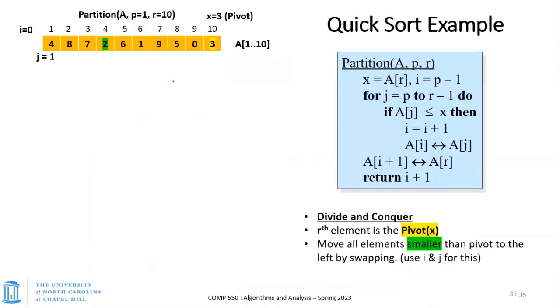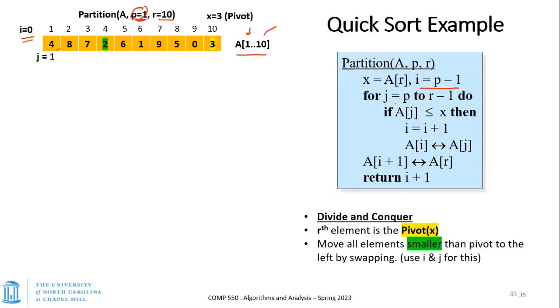Let's take a look at an example so that it becomes a little easier to understand. Let's say we have the following array, comprising 10 values, going 4, 8, 7, 2. These are just permutations of the numbers from 0 to 9. We call this with P equal to 1, the first value, and R equal to 10, the last element of the array. We say I is equal to P minus 1, so with P equal to 1, I is set to 0.